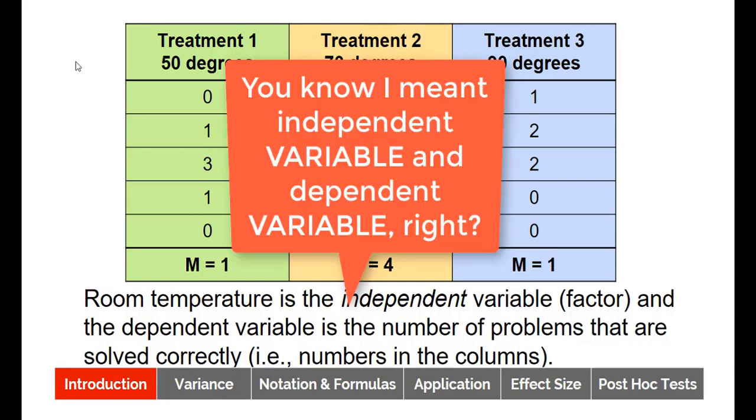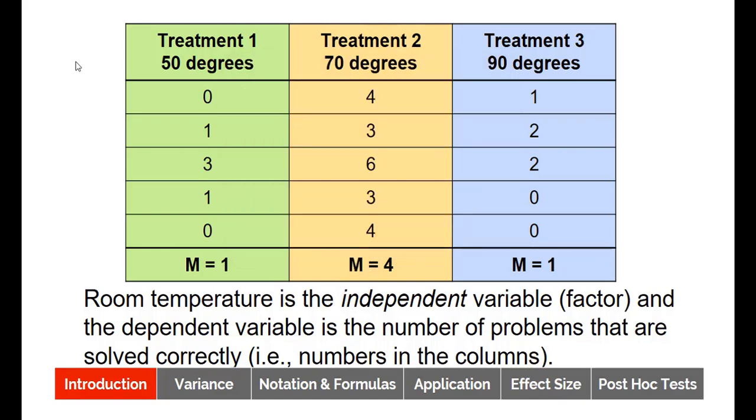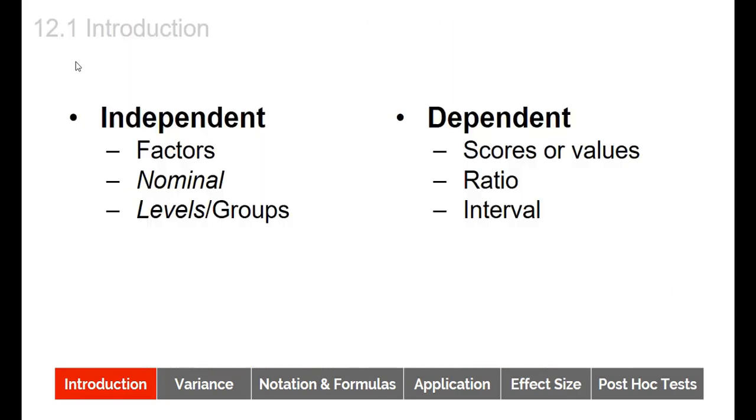So we have an independent factor and a dependent factor. And the independent factor is the grouping variable. It's the variable that we manipulate as a researcher. I'm going to put some people in a 50-degree room, some people in a 70-degree room, some people in a 90-degree room. That's the independent variable. The dependent variable is the number of problems that are solved correctly. So the independent variable, in this case, we call factors.